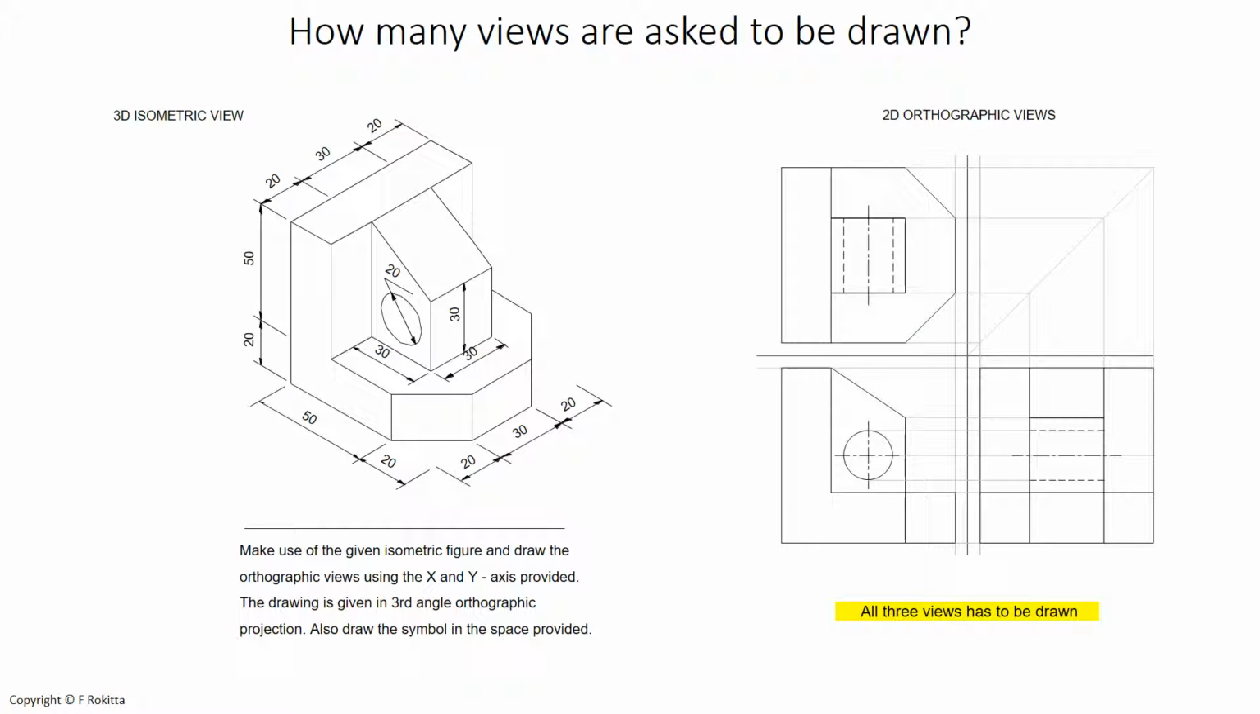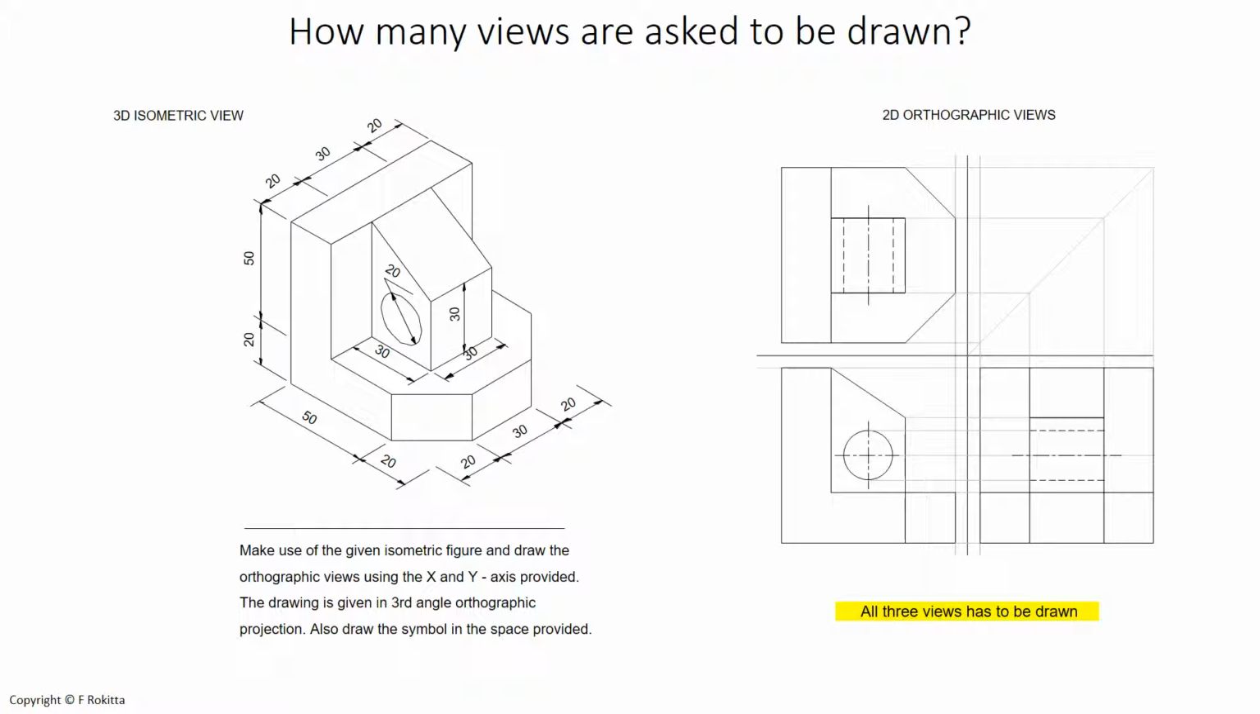How many views are asked to be drawn? On the left hand side, we have the 3D isometric view with all of the dimensions included. The question reads as follows. Make use of the given isometric view and draw the orthographic views using the X and Y axis provided. The drawing is given in third angle orthographic projection. Also draw the symbol in the space provided.